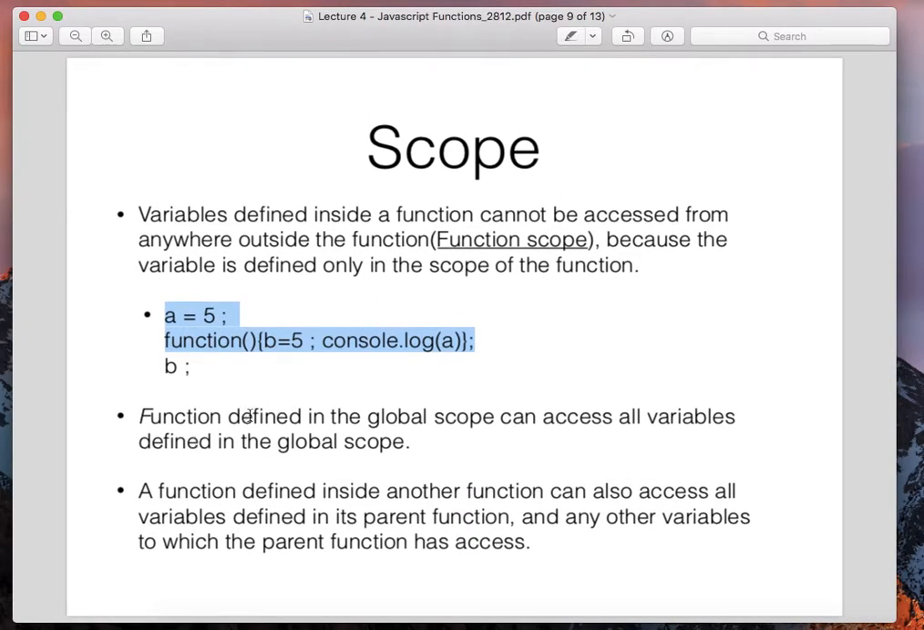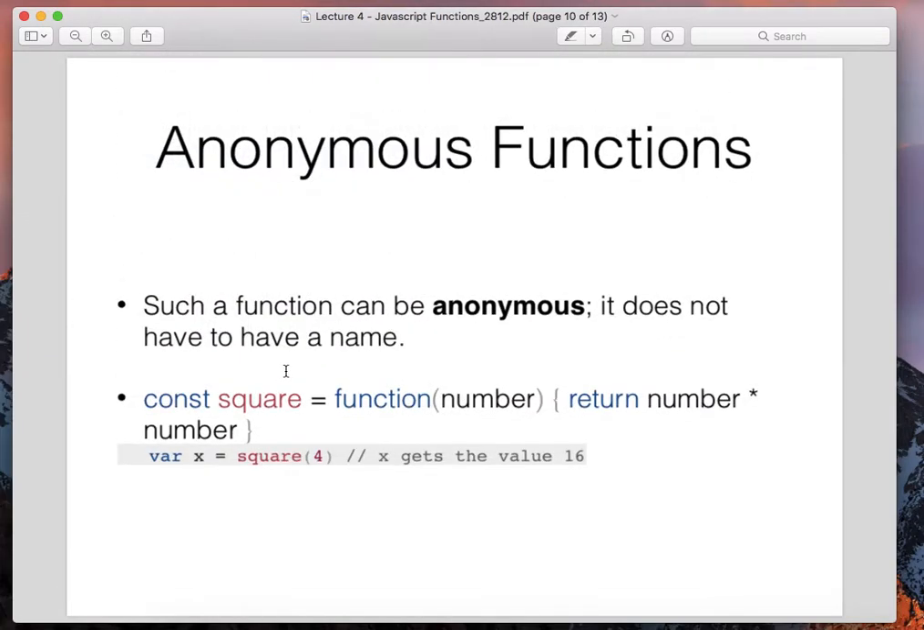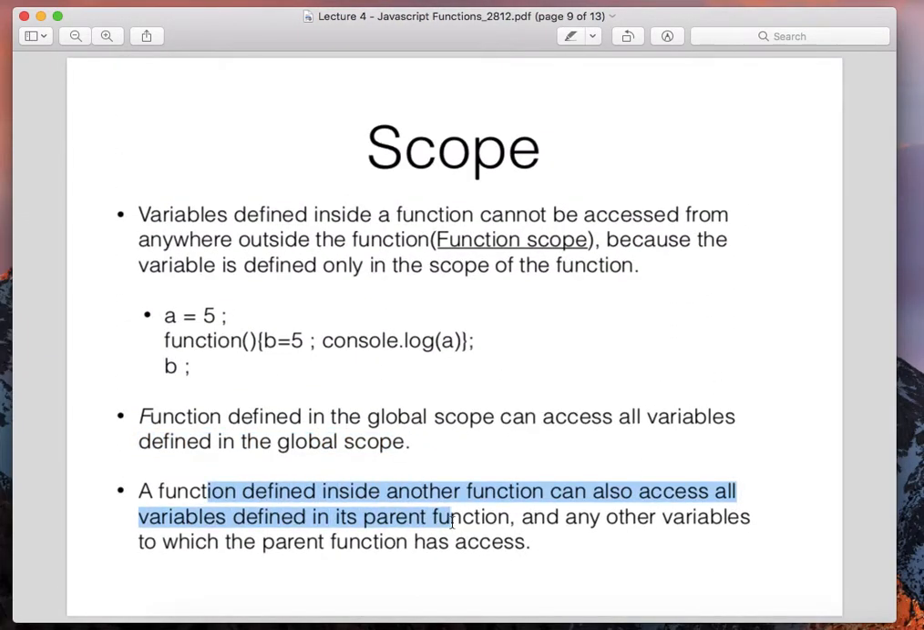A function defined in global scope can access global variables. A function defined inside another function can also access all the variables. So this is about closures. We'll just look at closures in a while.